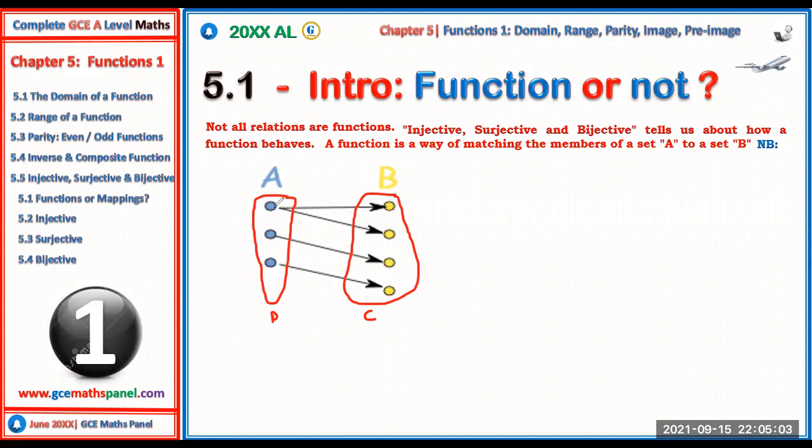So this type of relation is called a one-to-many. One element here is mapped onto many. So all one-to-many relations are not functions. Are we together, guys?